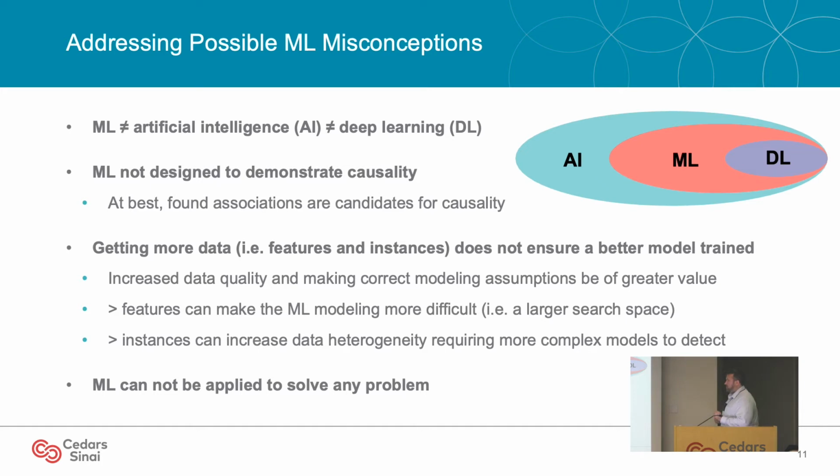Another possible misconception is that getting more data, more features, more instances, doesn't necessarily ensure a better model will be trained. Right? In particular, it might be more important to attempt to increase the quality of your data and ensure that when you're doing modeling, you're making correct assumptions in order to get more out of the modeling procedure.